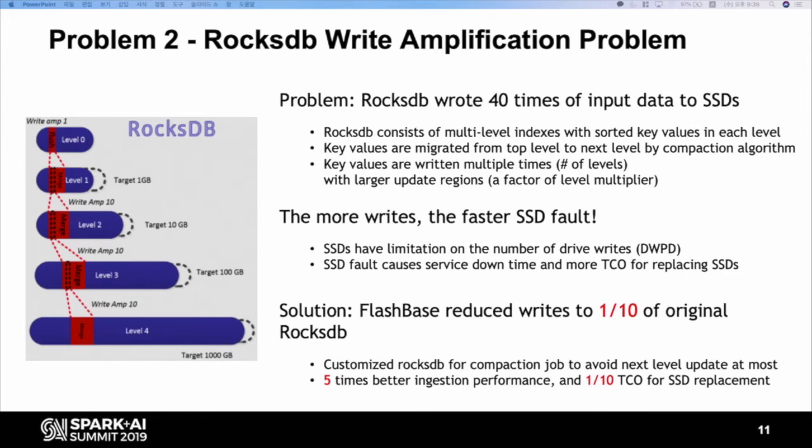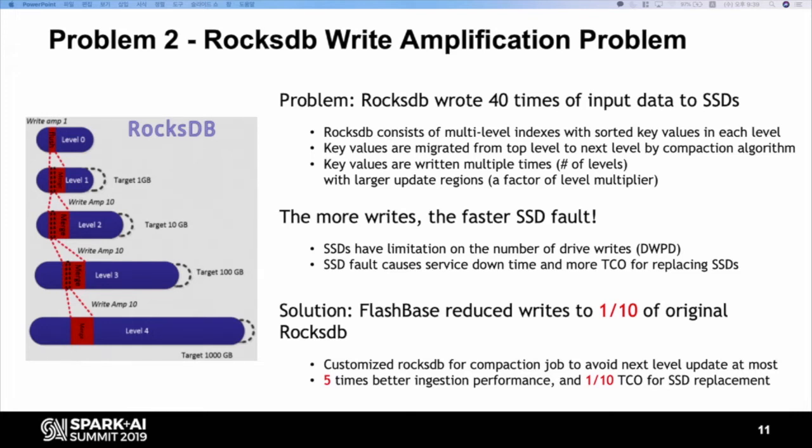After that, we faced another problem, RocksDB's write amplification. As you can see in this picture, when you put key values to RocksDB, they first go into the top level of the RocksDB, and then go to the next level and on and on. Key values are written multiple times, as many as the number of levels of the tree, with larger update regions. So originally, RocksDB wrote 40 times of input data to SSDs.